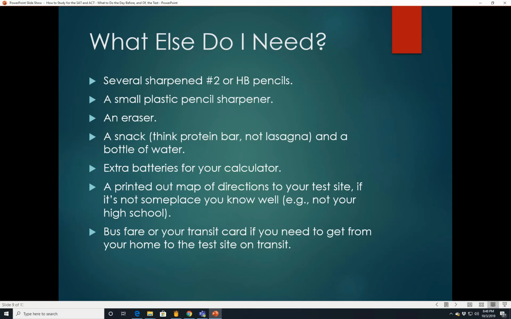A printed out map of directions to your test site if it's not someplace you know well. Like if it's not the high school that you attend, then make sure you know how to get there. Map it out on Google Maps or whatever map program you'd like to use. Make sure that you know how to get there on transit. Make sure you have bus fare or your transit card if you need to get from your home to the test site on transit.